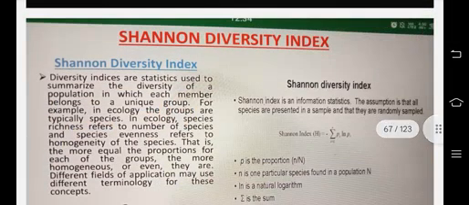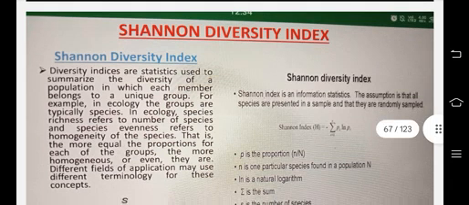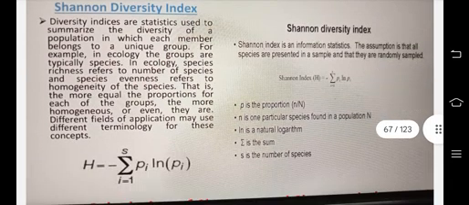Shannon Diversity Index. Diversity indices are statistics used to summarize the diversity of a population in which each member belongs to a unique group. For example, in ecology, the groups are typically species. In ecology, species richness refers to the number of species, and species evenness refers to the homogeneity of species. That is, the more equal the proportions for each of the groups, the more homogeneous or even they are. Different fields of application may use different terminology for these concepts.